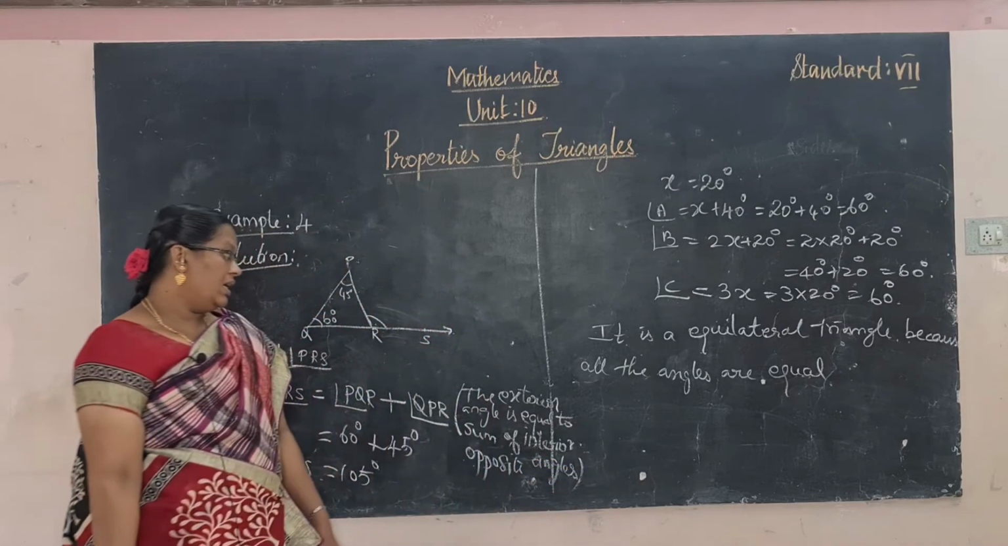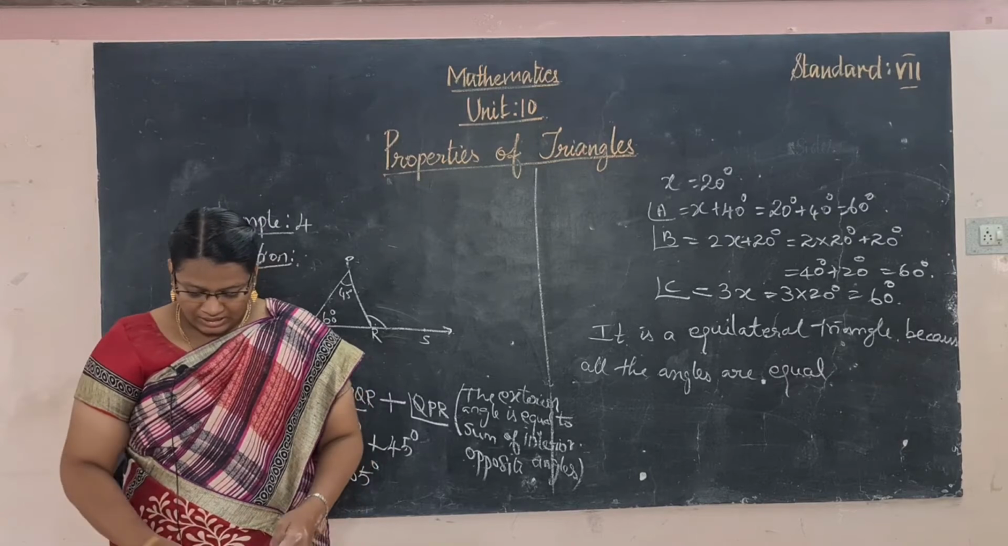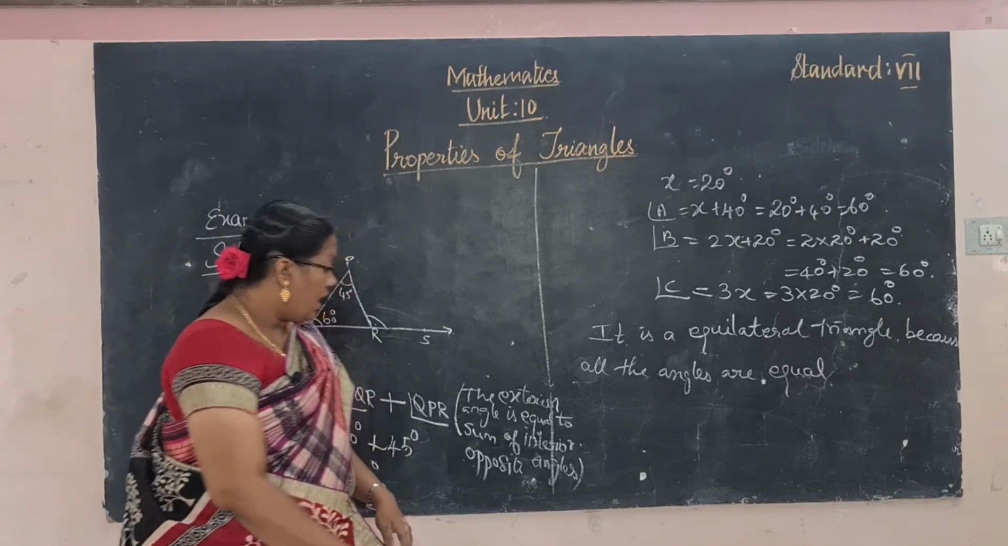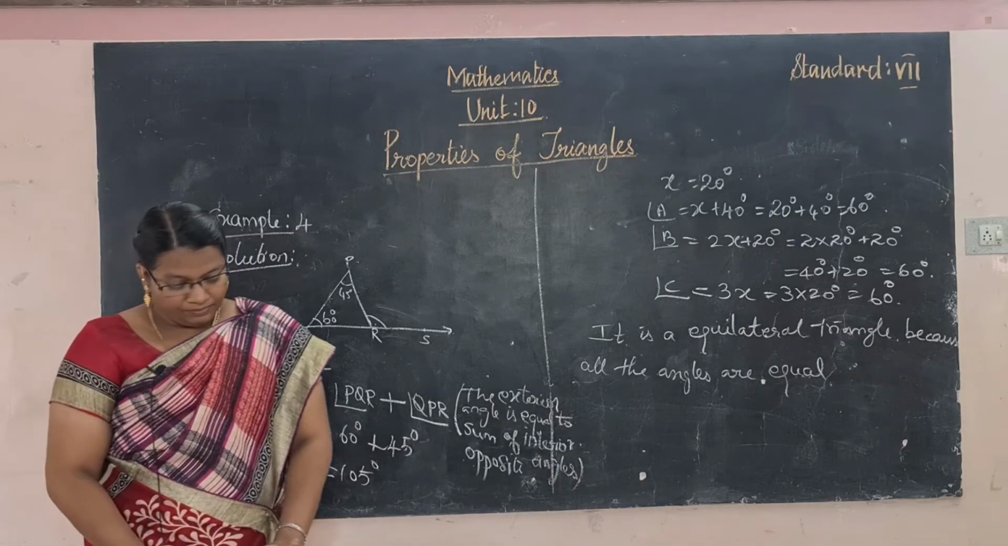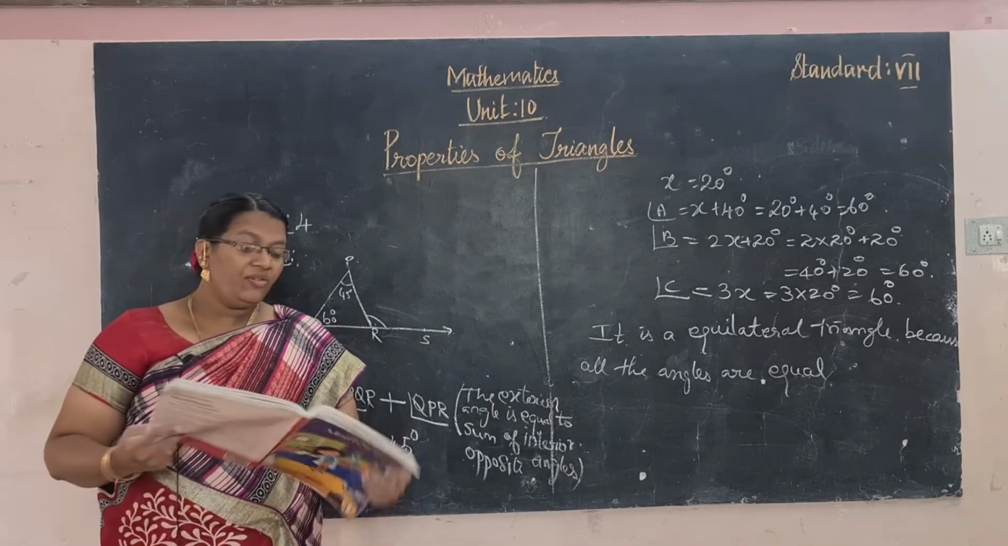Okay, the exterior angle is equal to the sum of interior opposite angles. That's it. And next one, example 5.